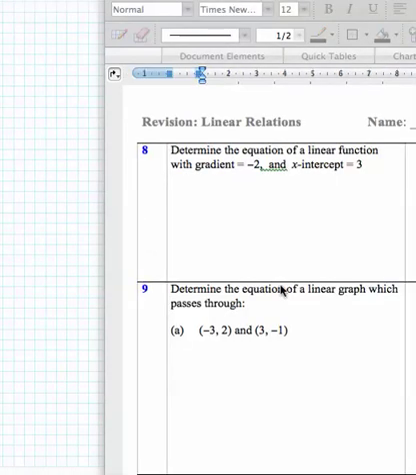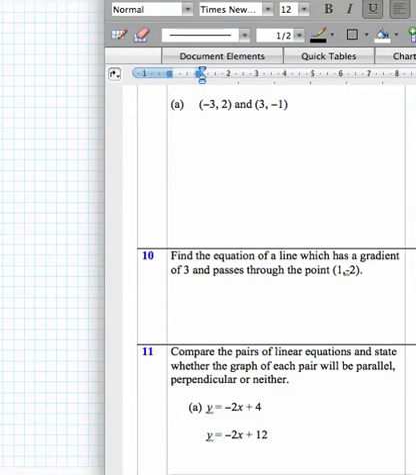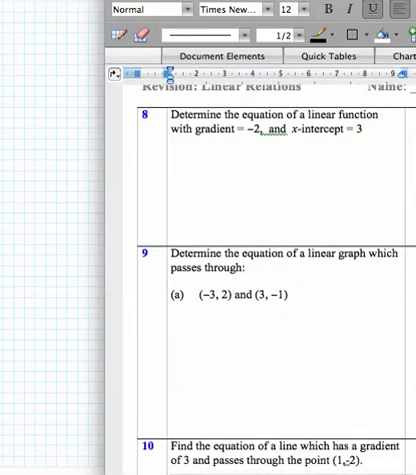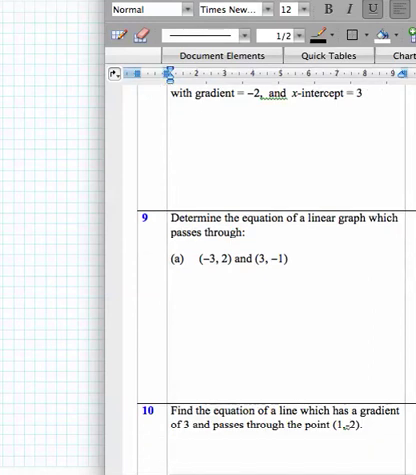Now we are on our last page, and these questions do not require us to draw a graph, which is really good, so it saves me some time. Question 8 asks us to determine the equation of a linear function with a gradient of -2 and an x-intercept of 3. Question 9 asks us to do the same thing, to find an equation of a graph which passes through these 2 points. And question 10 has information as well. It says it has a gradient of 3 and passes through this point.